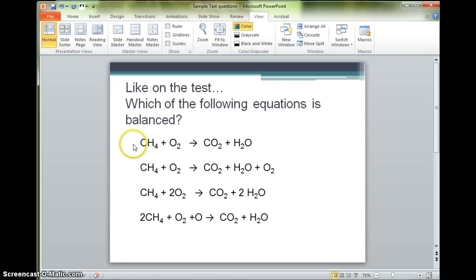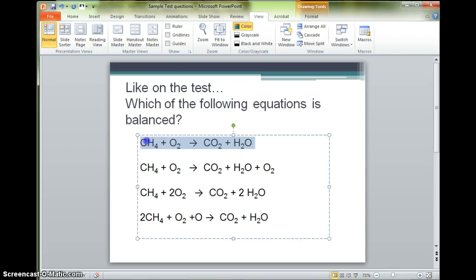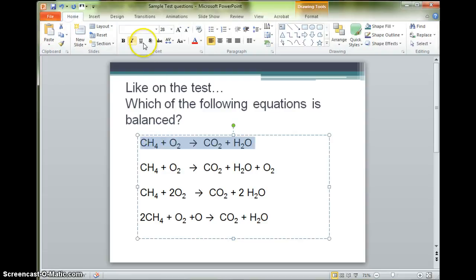So what you're going to have to do is go back and forth on each one to see if they're even, okay? For example, 1 C, 4 H's, only 2 H's over here, right? So I know this one's not balanced, so I can pretty much cross that off. All right, check the next one. 1 C, 4 H's, 2 H's, right? Not balanced. So we can cross this one off. Now you're not going to cross it off on your test, but in your head, cross it off.